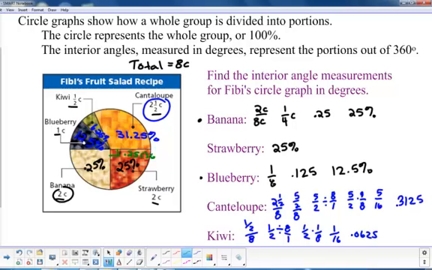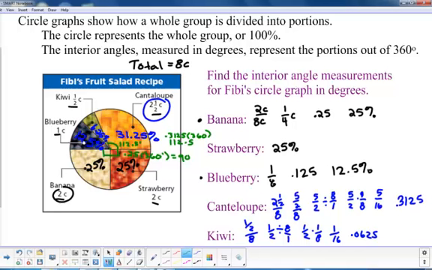0.25 times 360 degrees is 90. So we know both of these are 90-degree angles. If we do 0.3125 times 360, we get 112.5. So this angle right here is 112.5 degrees. Measure that from the middle with a protractor and draw that accurately.